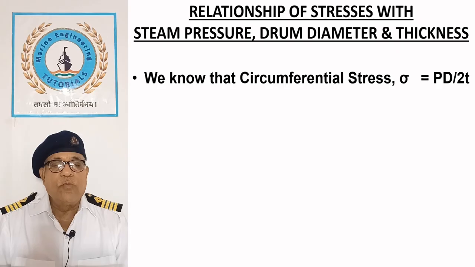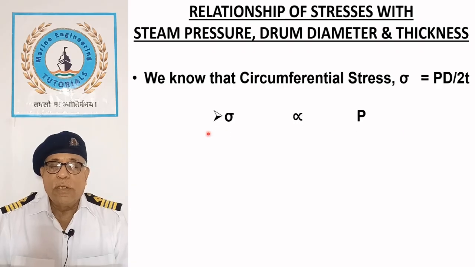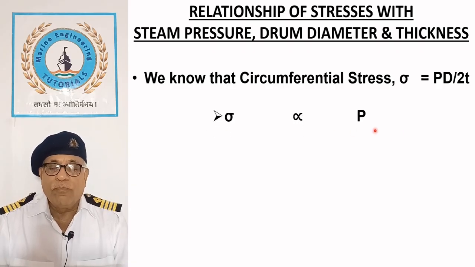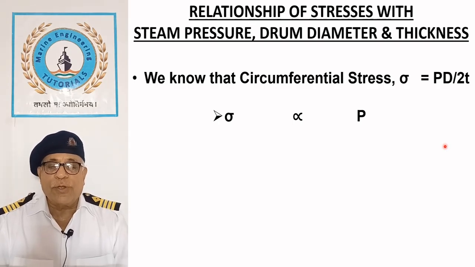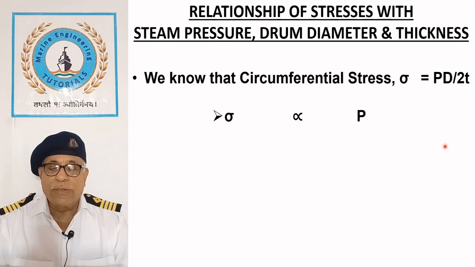Relationship of stresses with steam pressure, drum diameter and thickness. We know that circumferential stress sigma is equal to Pd by 2t. Since stress is directly proportional to pressure, a boiler drum must be carefully designed to withstand the working pressure with the required safety margins. Water tube boilers are generally used for high pressure, while smoke tube boilers are suitable for low pressures.